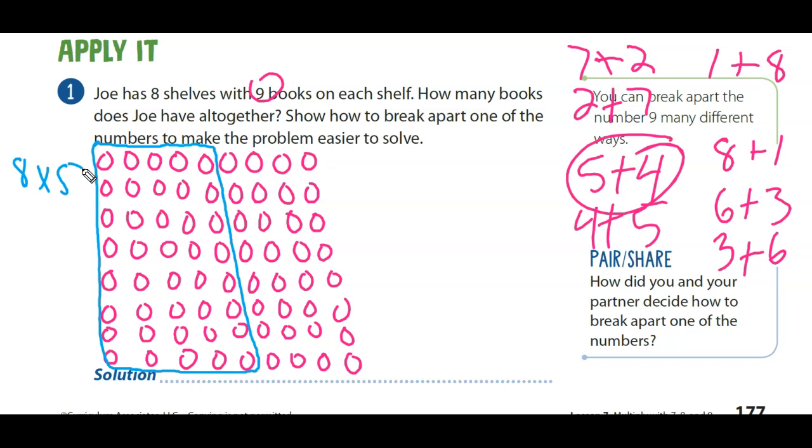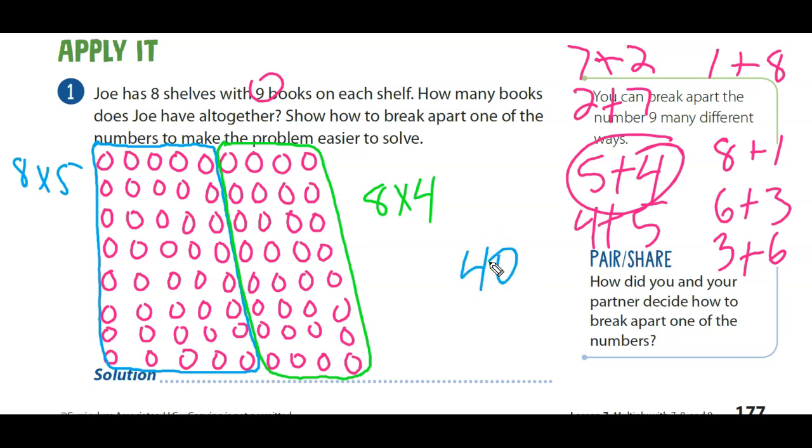So then what would be my other array? 8 times 4. Okay. So again, I still have the same number of rows, which would be 8. And then now how many in each row? 4. So what would be my multiplication sentence again? 8 times 4. Okay. So 8 times 5 would be? 40. And 8 times 4? 32.